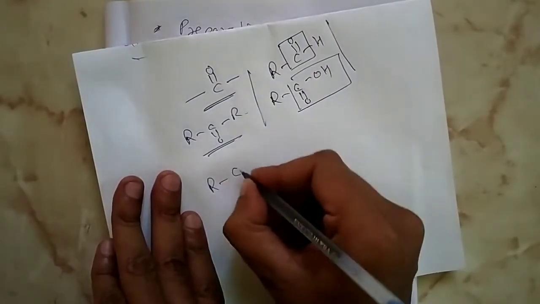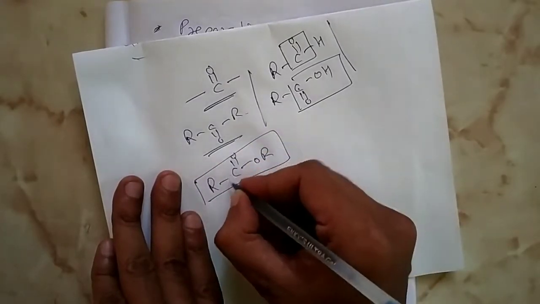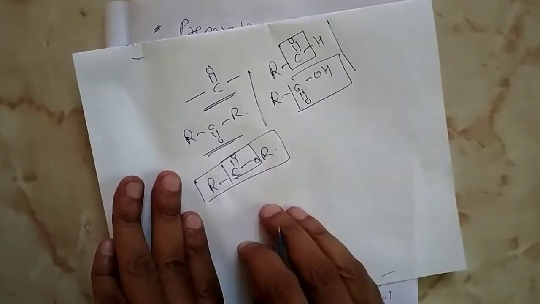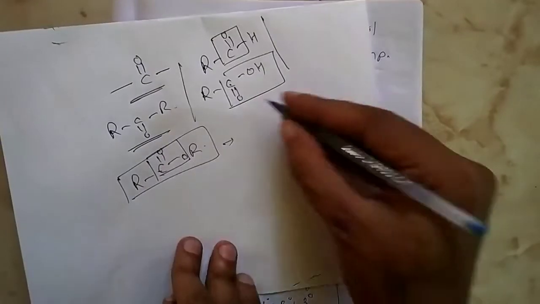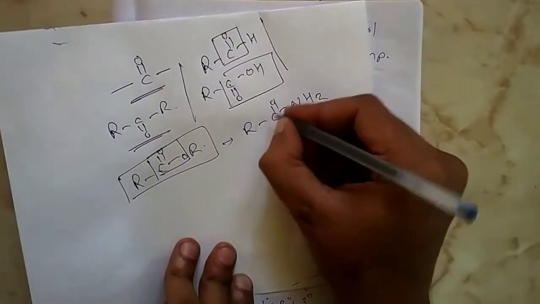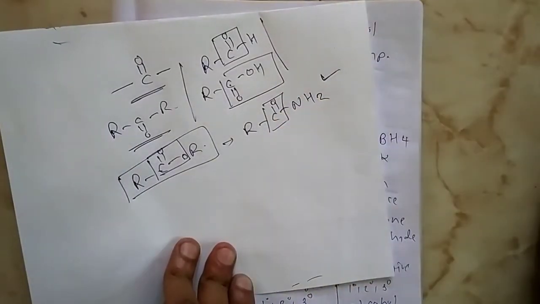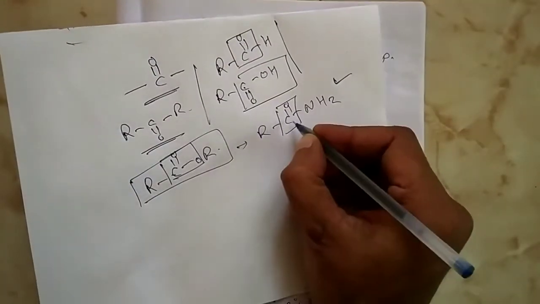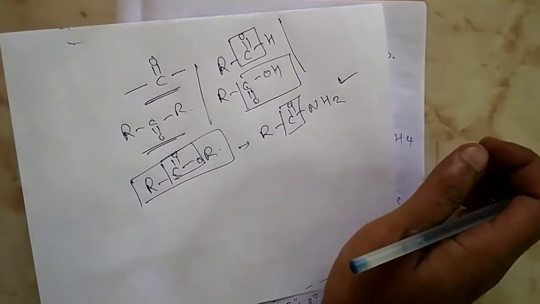Then ester group, you can see C=O-OR, the double bond C=O is there, so it is a carbonyl compound. Then amide group, CONH2, in that C=O is there, so it is a carbonyl group. So any functional group or compound that has this entity C=O is a carbonyl compound.